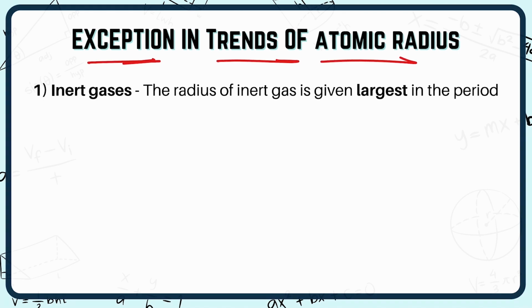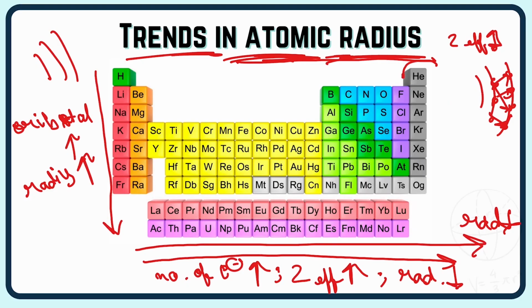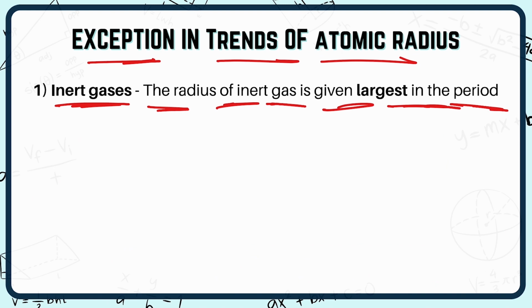Here comes the very first exception in atomic radius, that is inert gas. It states that the radius of an inert gas is the largest in the period. Let's go back to the periodic table. These inert gases, their radius is largest in the entire period. They're breaking this particular rule. It is an exception case.